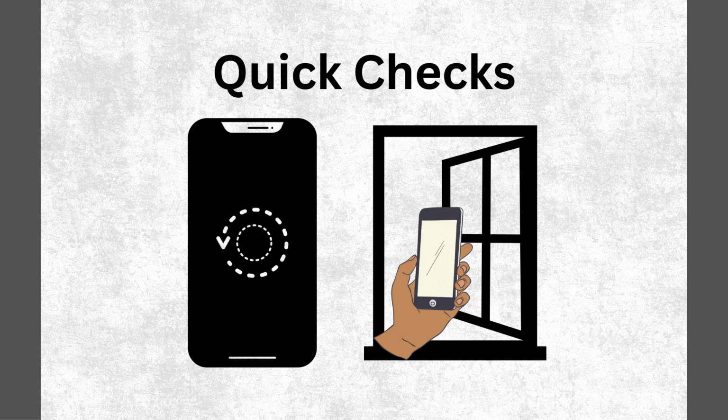Another straightforward tip is to move outdoors or closer to a window. GPS signals can be easily obstructed by buildings, tunnels, or even a dense forest, affecting your app's performance.